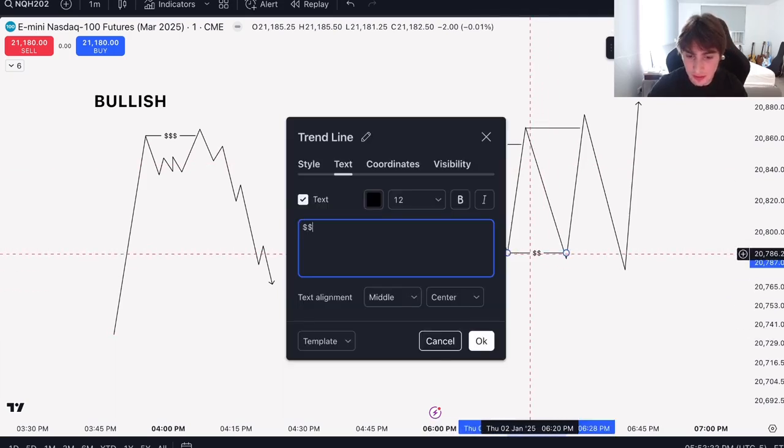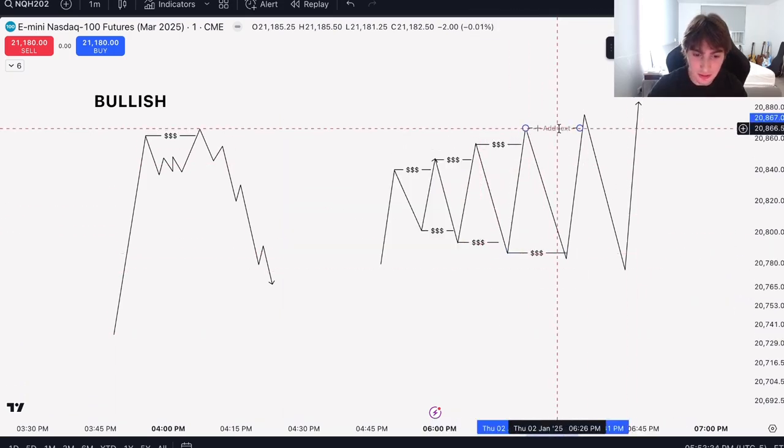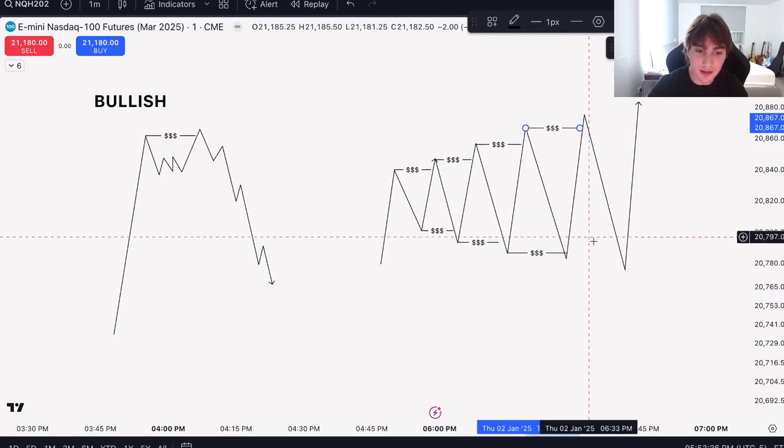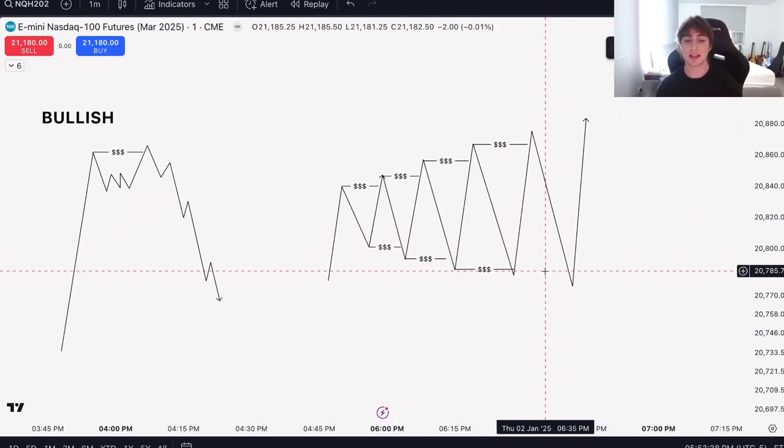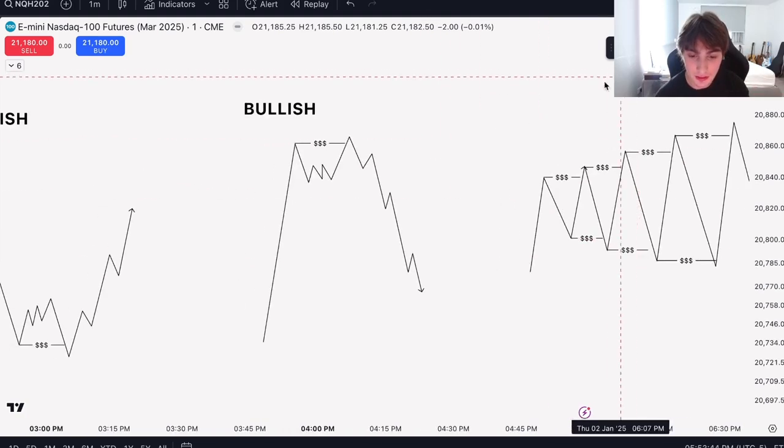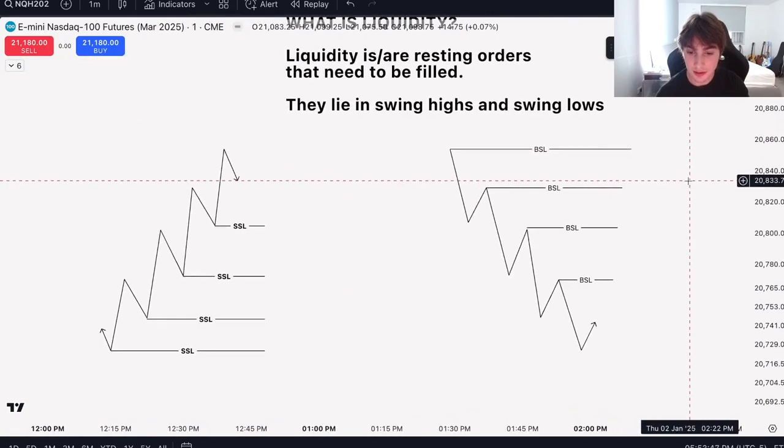And there's many different types of liquidity, but I'll get into that in the next video. But as long as you understand that liquidity is sitting at those swing highs and swing lows, and price will always seek liquidity, it'll help you understand the overall movement of price.